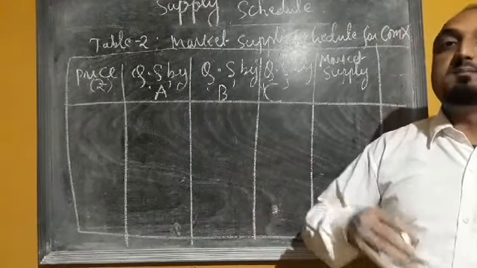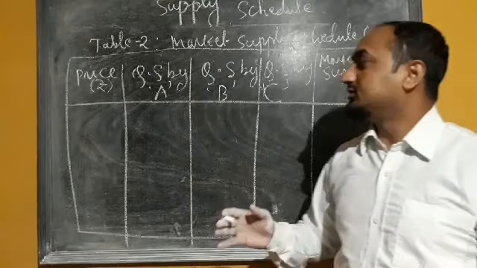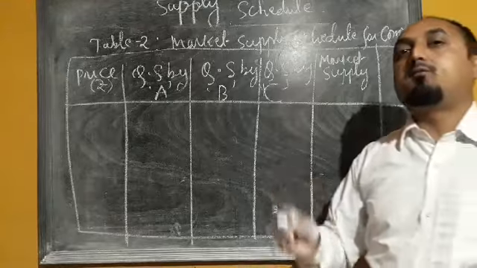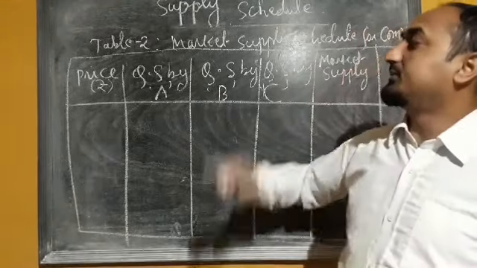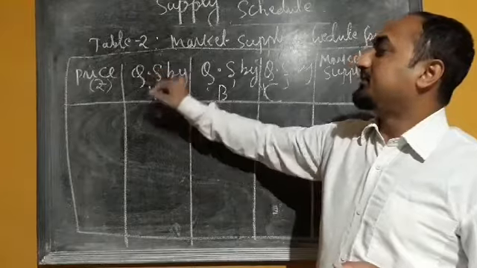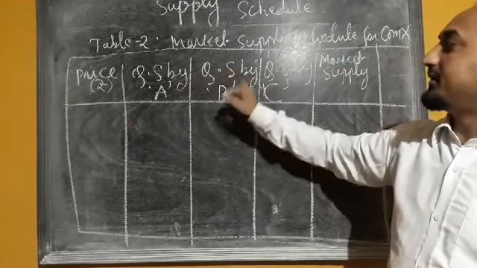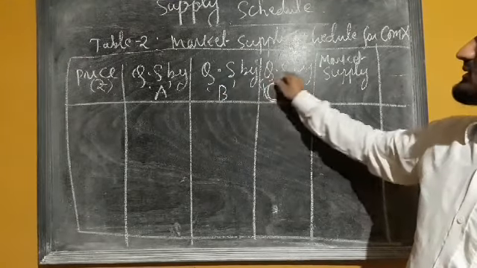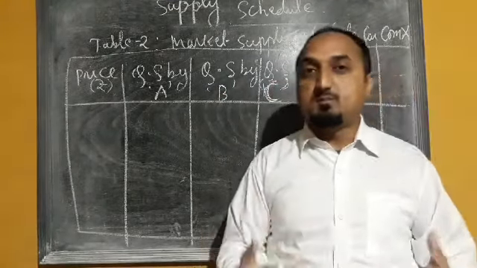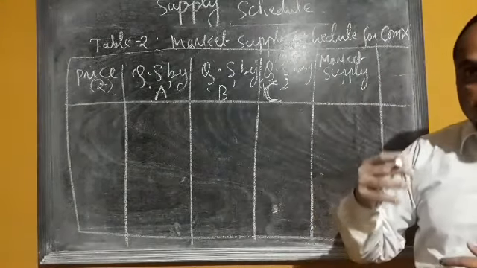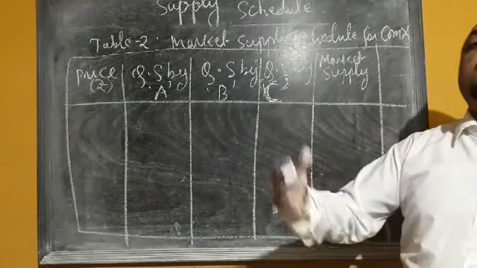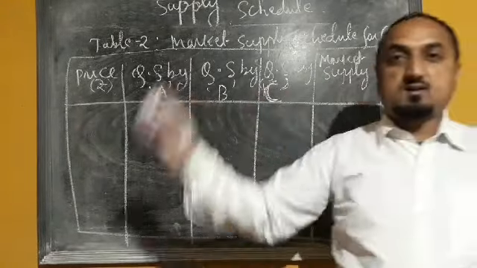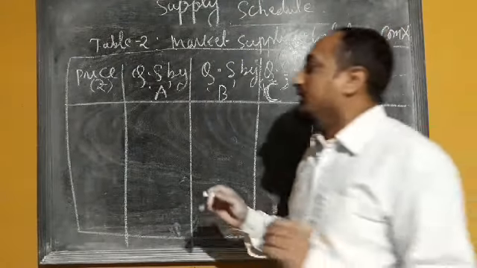I have considered many producers here, since it is not possible to consider 10, 20, 30 and draw a table on the blackboard. So for simplicity, I have considered only 3 producers, that is, quantity supplied by producer A, quantity supplied by producer B, quantity supplied by producer C. To make the concept clear we could have considered more than 5, 10, 20, but it is not possible to draw a big table on this small blackboard. So now I will start.